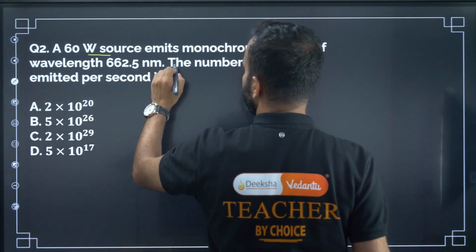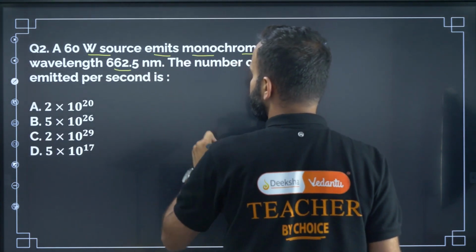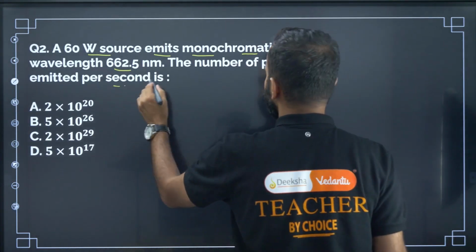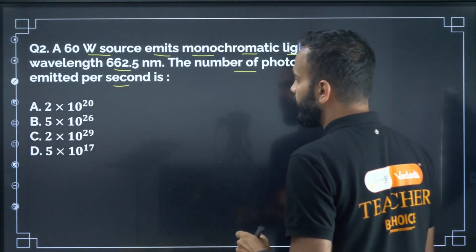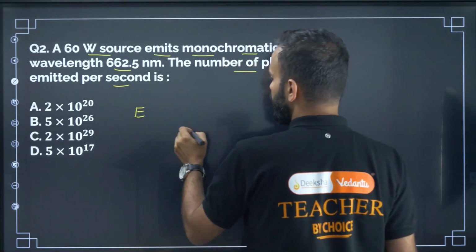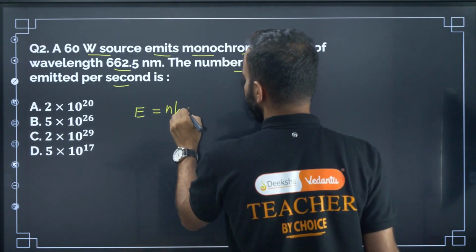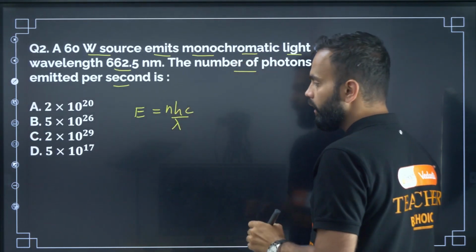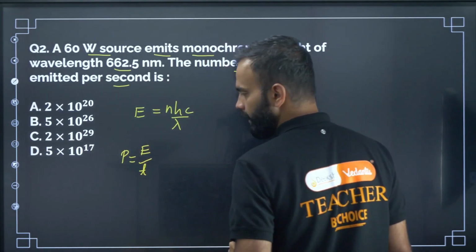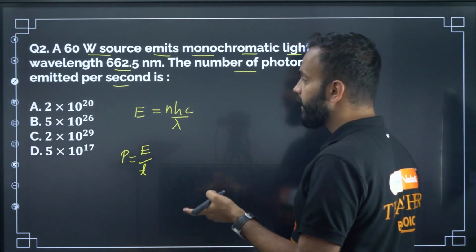Question number 2. A 60 watt source emits monochromatic light of wavelength 662.5 nanometer. The number of photons emitted per second. We need to find the number of photons emitted per second. We know that the energy of the incident photons E equal to nhc divided by lambda. So what is power? Power P equal to energy divided by time. Here time equal to 1 second.